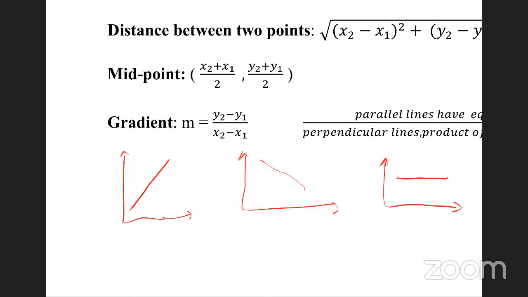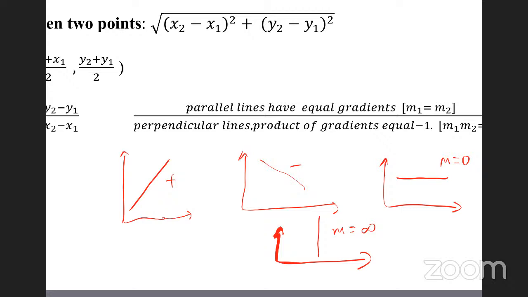That line has no gradient, and this line has a gradient of how much? This one is 0. This one is negative. This one is positive. This one is 1? No, infinity. That gradient is infinity. We need to remember a few things about gradients.